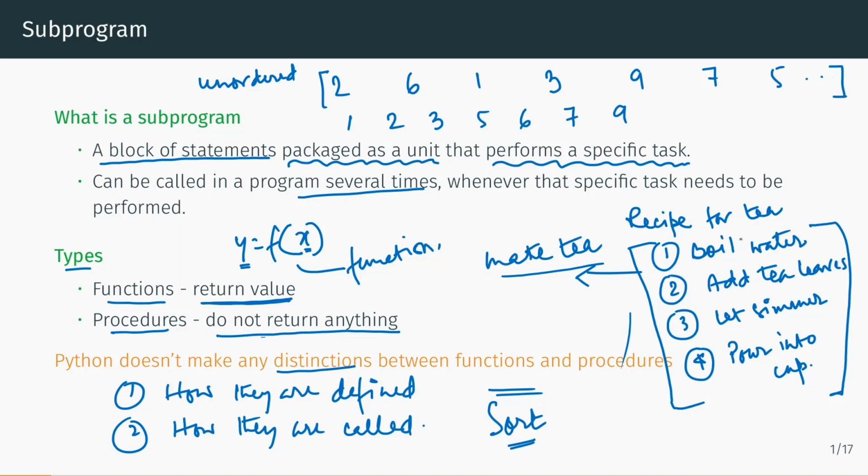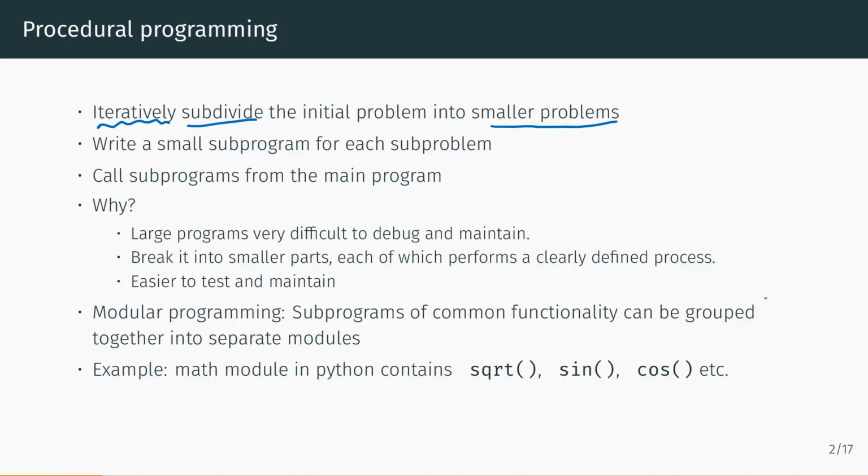Now, if you think about it, you can break each of these steps down. If you had to teach a robot how to make tea, you will have to break each of these steps down into smaller sub steps that the robot can understand. For instance, what do we mean by boiling water? What do I mean when I say boil water?